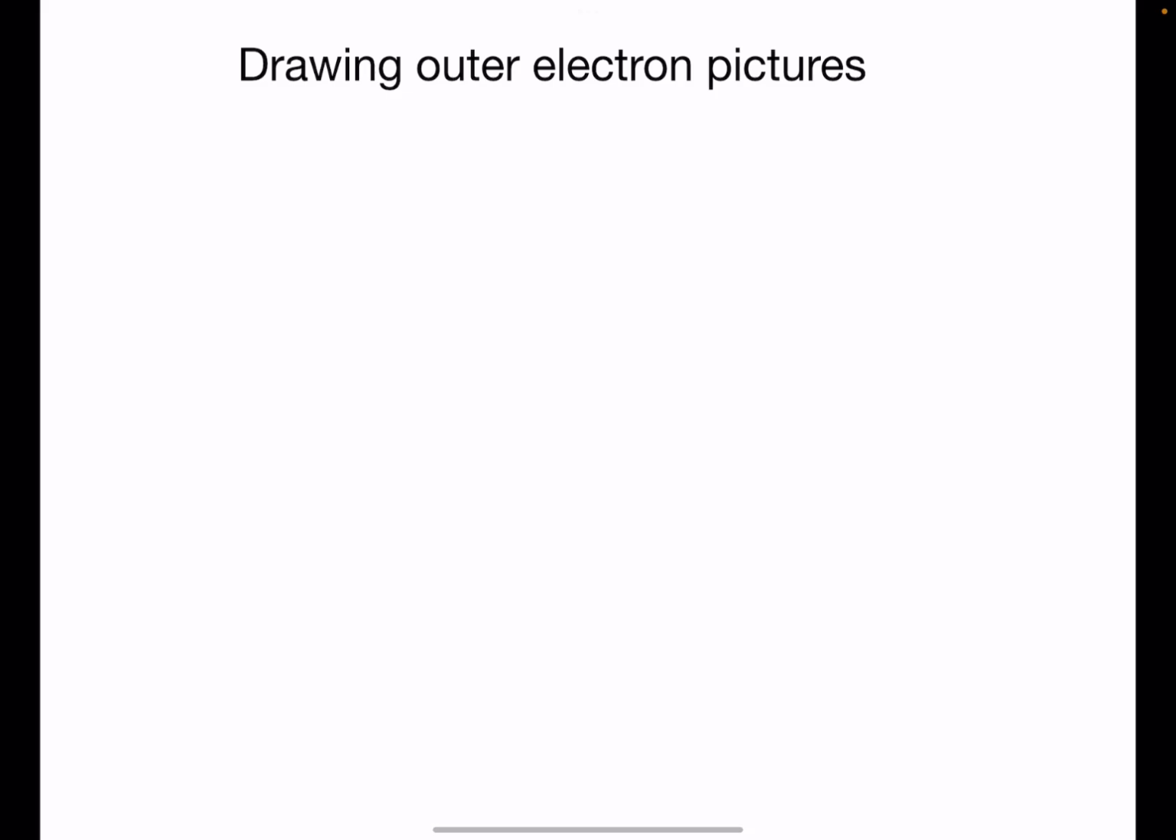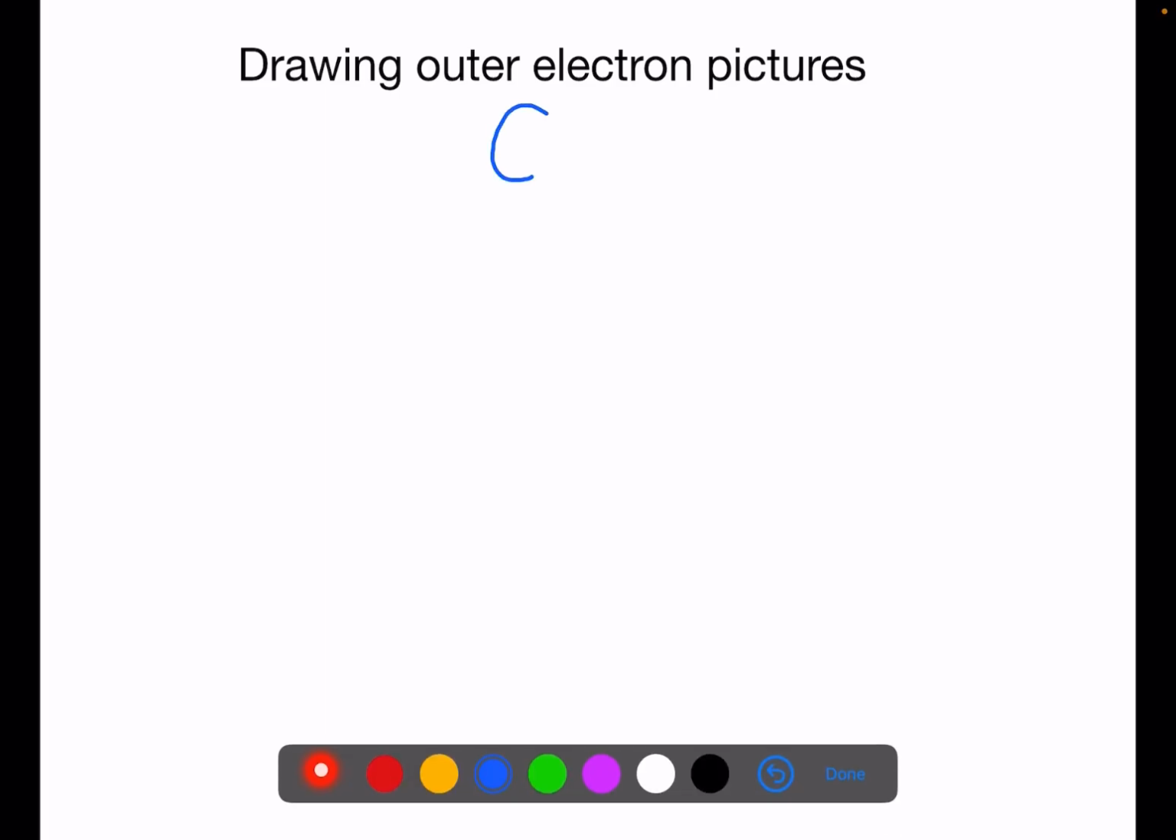Today we're going to practice drawing outer electron pictures, also known as dot and cross diagrams. However, in the exam they will likely call them outer electron pictures. Let's have a practice of drawing an outer electron picture. To practice, we're going to look at drawing methane, which is CH4.